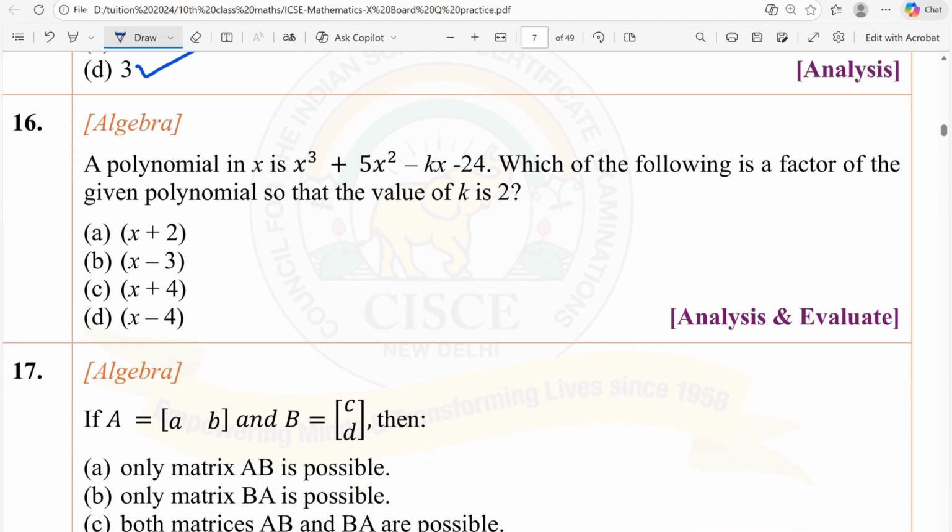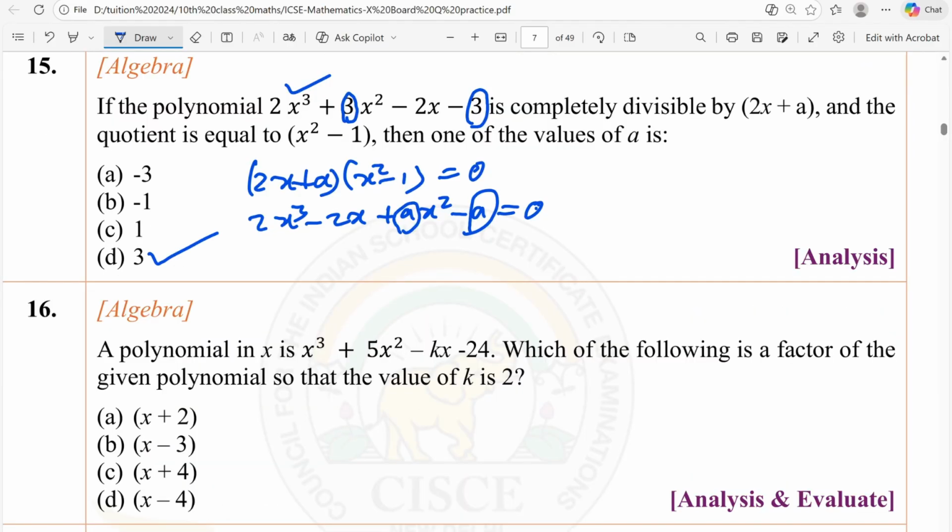Now question number 16. Given the polynomial, which of the following is a factor of the given polynomial so that the value of k is 2? Now put the value of k as 2.